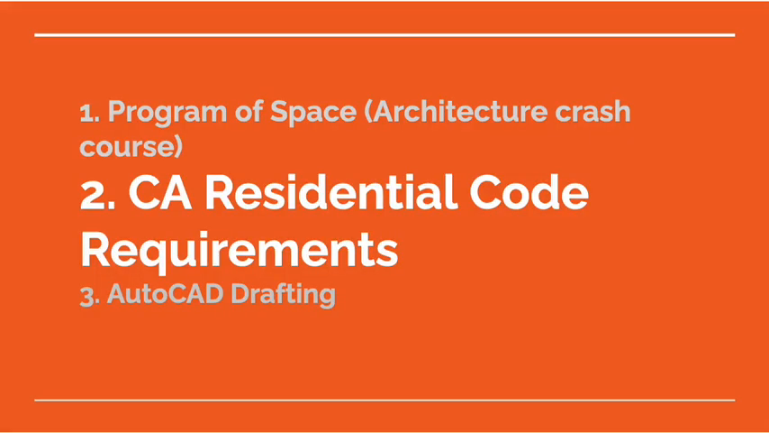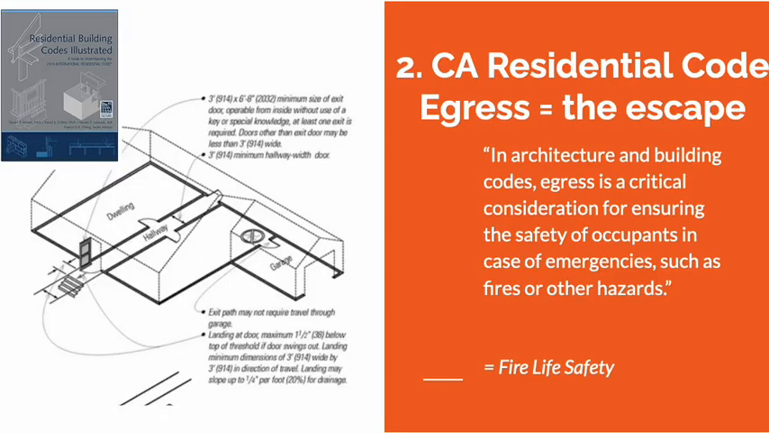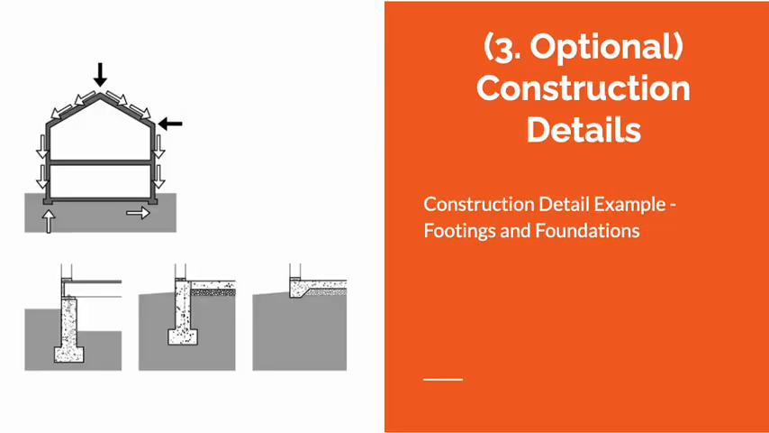Residential code requirements. Once you have a design, the next step is to review building codes, starting with egress. Egress refers to how occupants can safely exit the building through emergencies like fires. This is a critical aspect of fire life safety. Other key code requirements include foundation and footings. These are the base structures that support the house, like spread footings or T-footings.